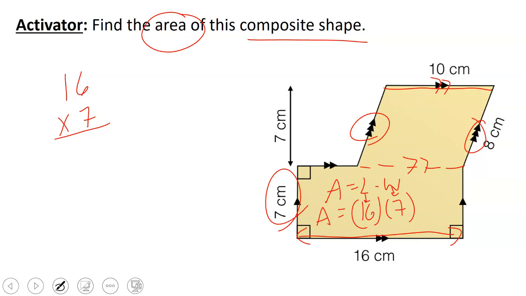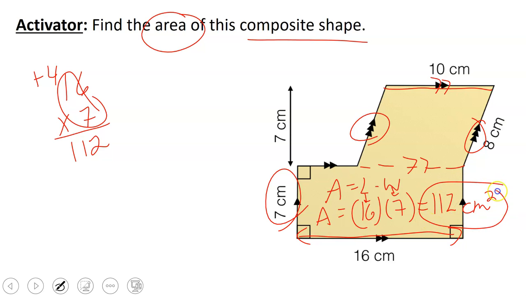6 times 7 is 42. I place a 2 here and carry the 4. 1 times 7 is 7, plus that 4 that I carried is 11. So I find the area of the rectangle to be 112 square centimeters. Then I move on to finding the area of the parallelogram.